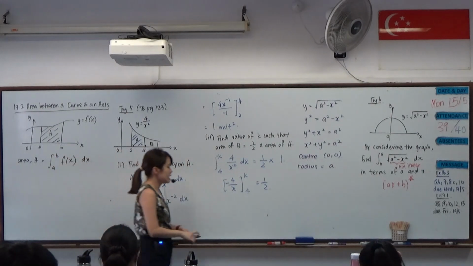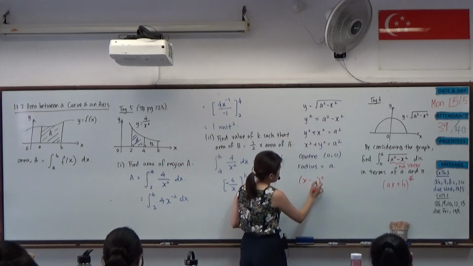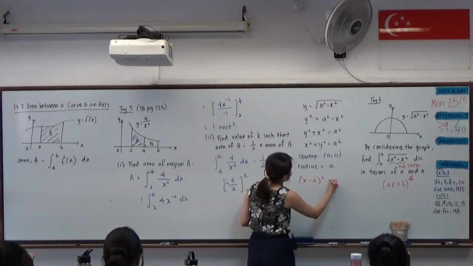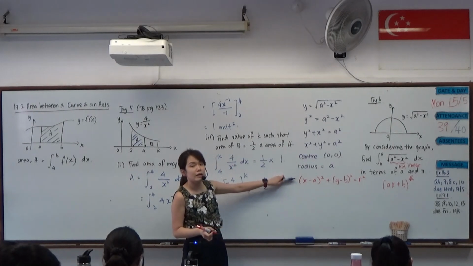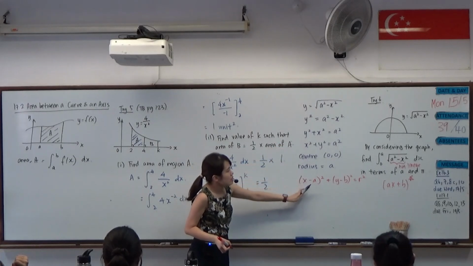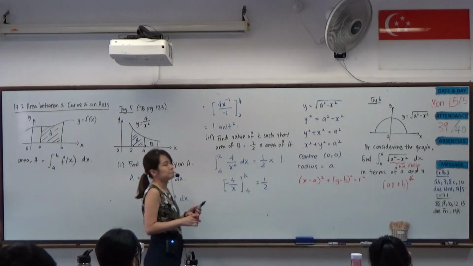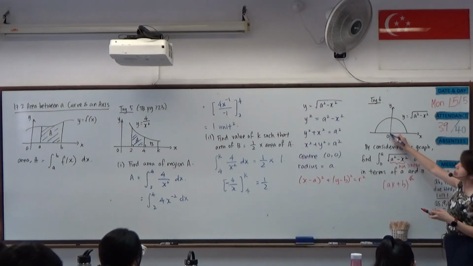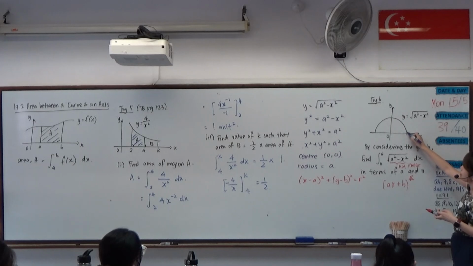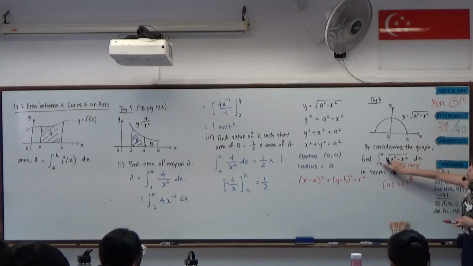Okay, because our equation of a circle is (x minus a) squared plus (y minus b) squared equals r squared. By comparing our generic equation of a circle with this one, the center is actually (0, 0) and the radius is actually a. So we are able to tell that if the center is (0, 0) and the radius is a, that means down here will actually be a. And what this integral tells us is to integrate this particular function from 0 to a.